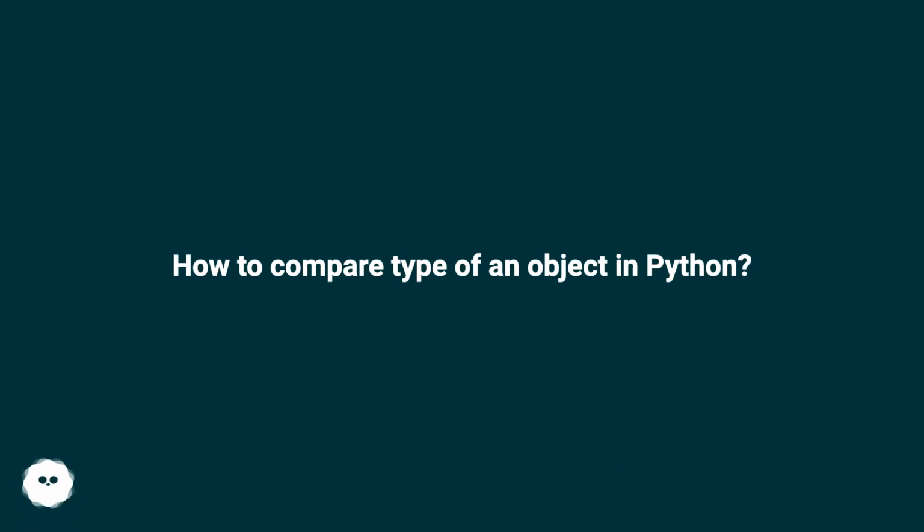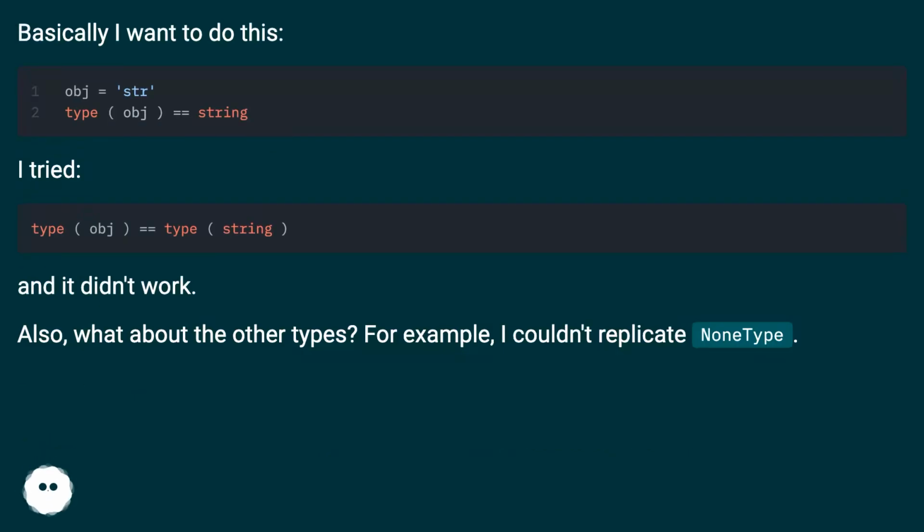How to compare the type of an object in Python. Basically, I want to do this. I tried, and it didn't work. Also, what about the other types? For example, I couldn't replicate NoneType.